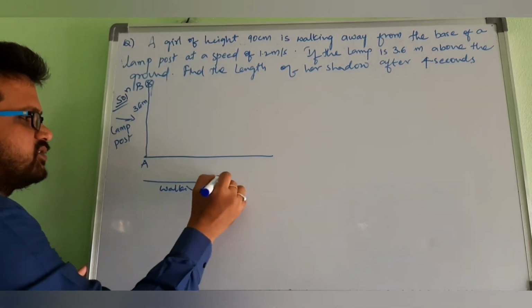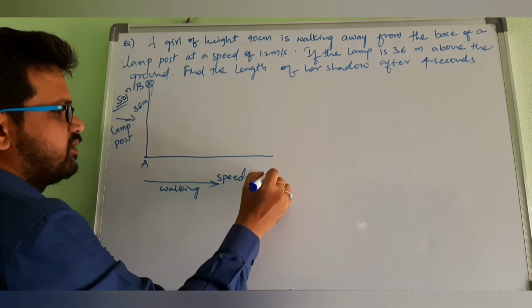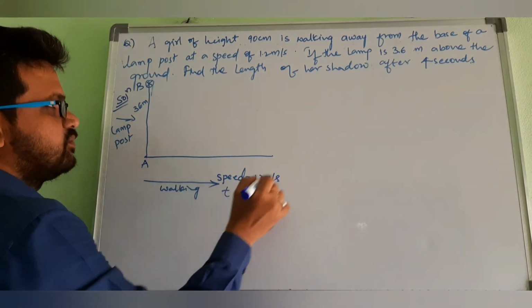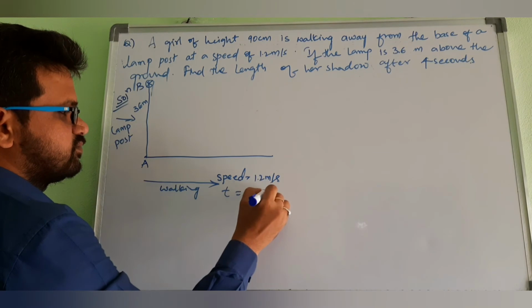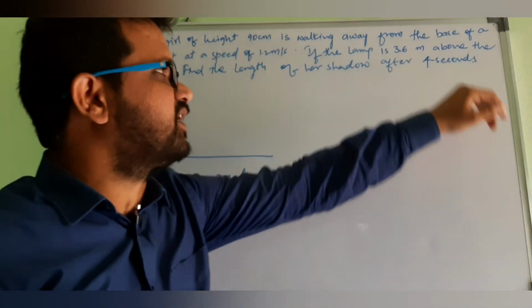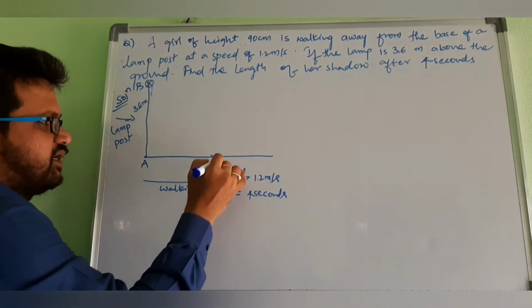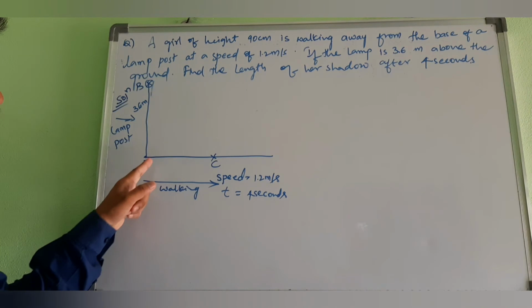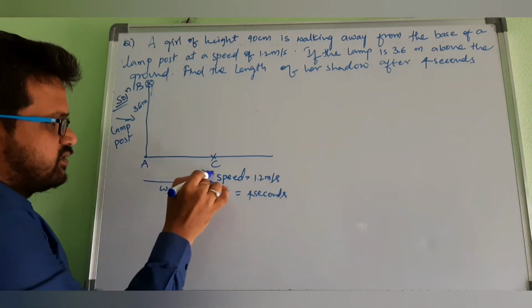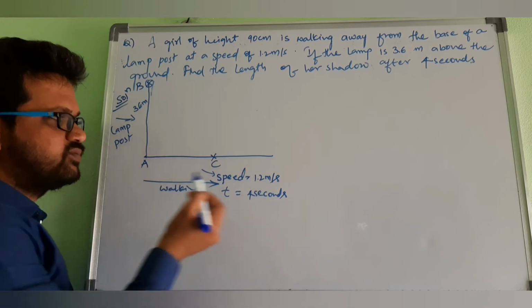Speed is given how much? 1.2 meters per second. How much time? 4 seconds. She walked for 4 seconds, which means from here to some point. Let us take this point as C. From A to C she walks at a speed of 1.2 meters per second, and the time is 4 seconds.